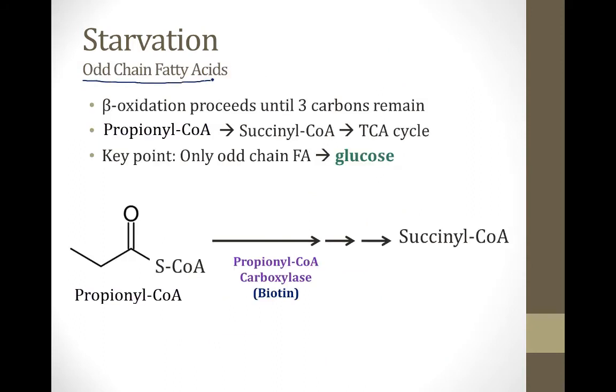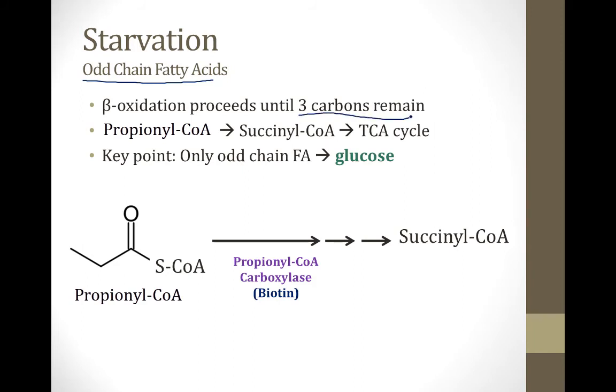Finally, odd chain fatty acids can also be used as a source of carbons for glucose via gluconeogenesis. Normally, beta oxidation completely consumes fatty acids, but this is different in the case of odd chain fatty acids that have an odd number of carbons, for example, 9 or 11 or 13. In the case of odd chain fatty acids, beta oxidation stops when 3 carbons remain.